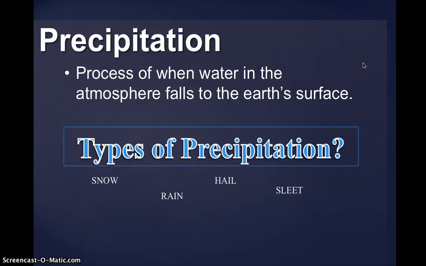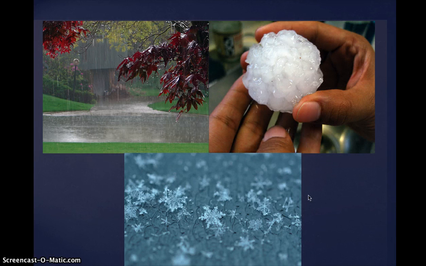We have different types of precipitation. We have snow, rain, hail, and sleet. I'm sure a lot of you have seen these. Here's some pictures. We have rain, hail, and snowflakes. And as you can see, they can vary in different sizes depending on how many collisions occur and what the temperature surrounding the water is as it drops.